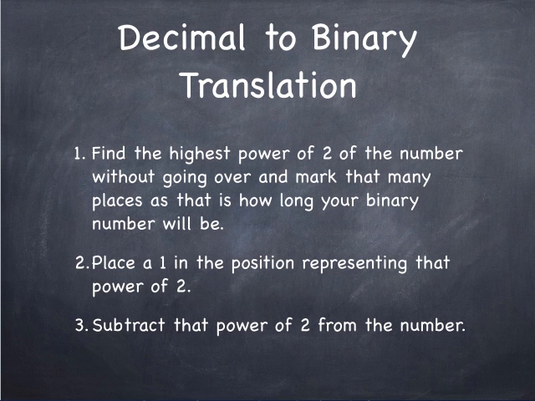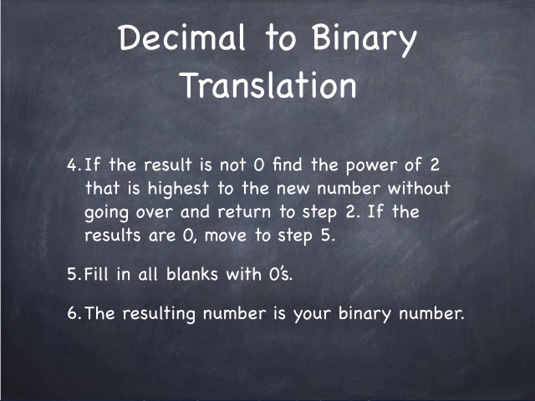Then you subtract that power of 2 from the number that you're trying to translate. Next, if the result is not 0, then you find the power of 2 that is highest to the new number without going over. And then you return to step 2. If the result is 0, then you just fill in all the blanks with zeros and you have your binary number. All right, so let's see that in action.